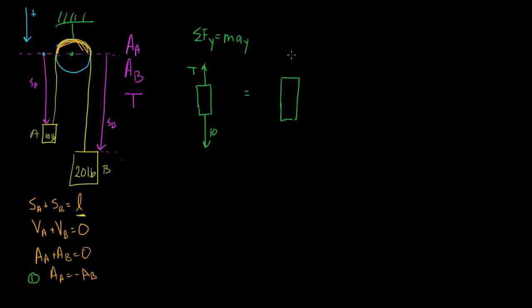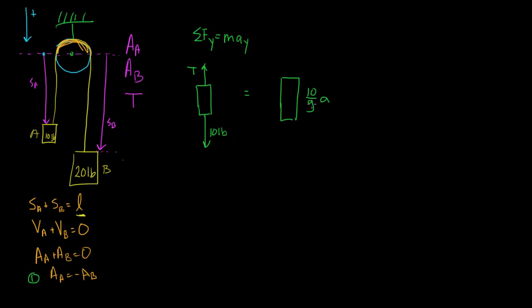Let's do it this way. Let's call it 10. And because this is pounds, we want to divide it by gravity. When we were working with English units, we divided by gravity to get a mass. And we are going to also have an acceleration.